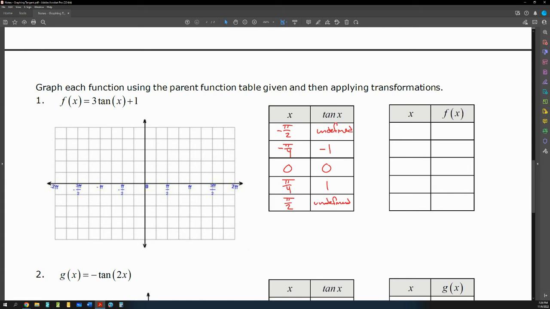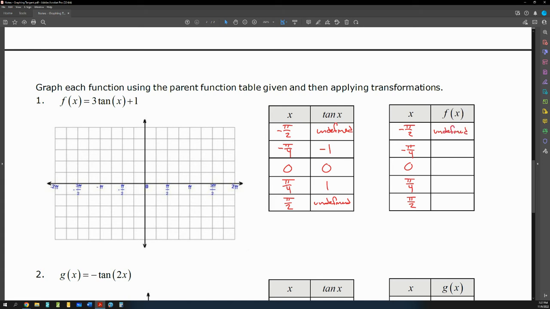All right? So now for the transformed function, we're not doing anything with the input. We're just simply taking the tangent of x. So I'm going to choose the same x values. We have negative pi halves, negative pi fourths, 0, pi fourths, and pi halves. Okay, but our outputs, our f of x values, we're going to multiply them by 3, and then add 1. So where it's undefined, it's still undefined.